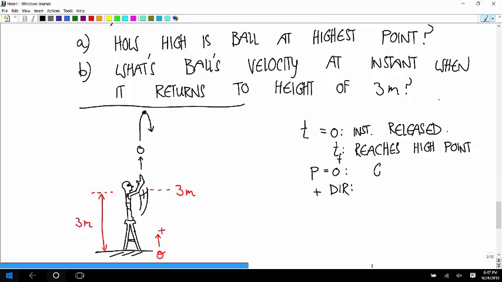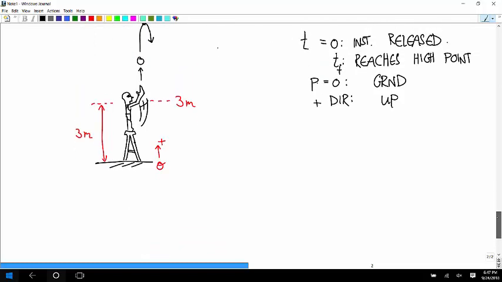Zero position is the ground. Positive direction is up. Anyone have any questions about those? And now we can think about what we know and what we want. You know the elapsed time between when time is equal to 0 and time final? No. But if we can solve it without that, that's all right. We're not asked for it.